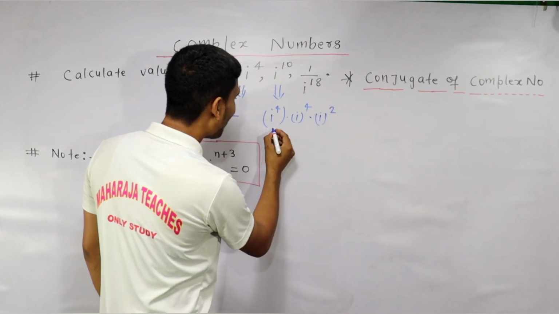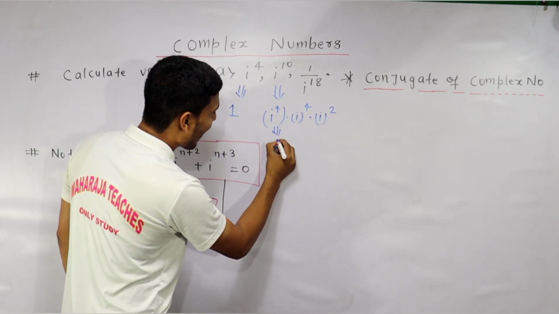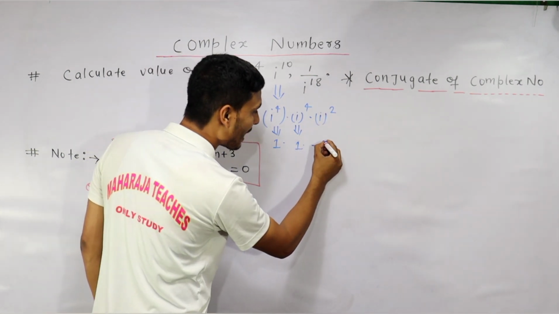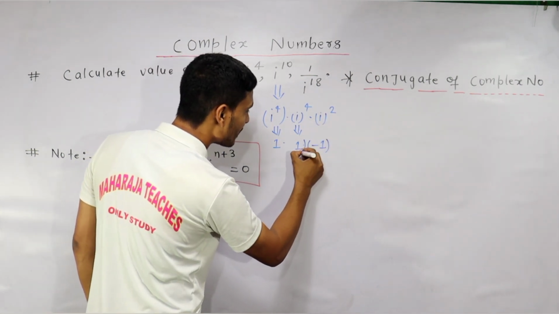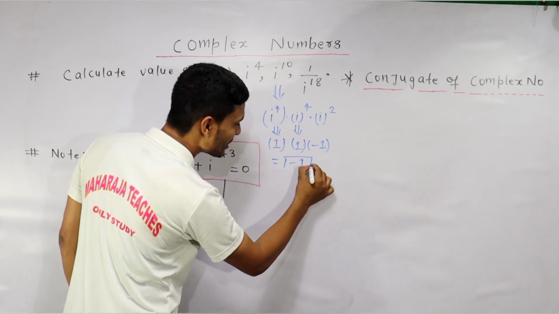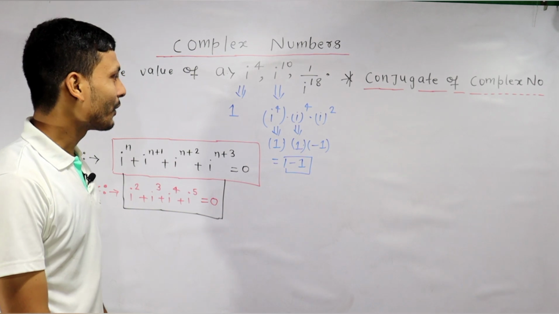i to the power 4 gives 1, i to the power 4 gives 1, and the value of i squared is minus 1. After multiplication we get the value equal to minus 1. Is it right or wrong? It is right. Very good.